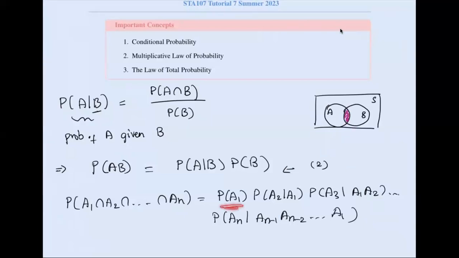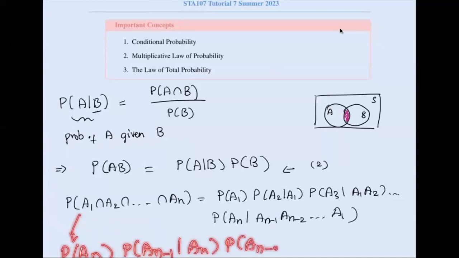You don't have to necessarily start with probability of A1. You can definitely start with probability of AN and then probability of AN minus 1 given AN, probability of AN minus 2 given AN and AN minus 1, and up to probability of A1 given A2, A3 up until AN. This is also possible.